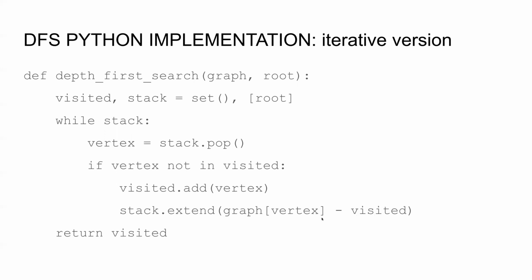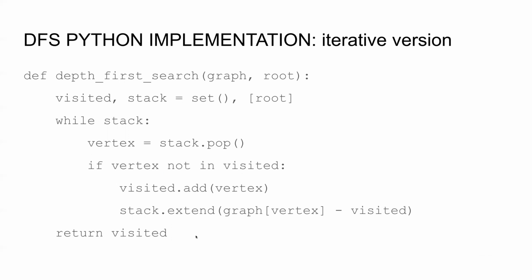So if any node's neighbor in that graph, it's a JSON list, is already visited, then we just subtract. We don't need to put it into the stack because it's already in the stack somewhere or popped off already. So that's just a set operation to subtract what is visited, and then return visited. All right, and that's the iterative.